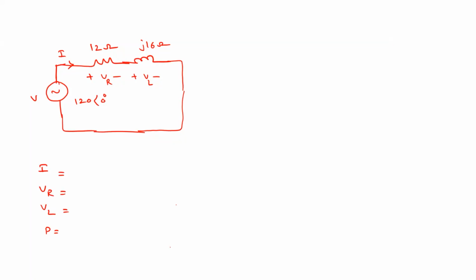Right. Now, how to calculate current I? It is voltage divided by impedance, so that is V by Z. That will give you the current, right? So what is Z here? Z is 12 plus j16.